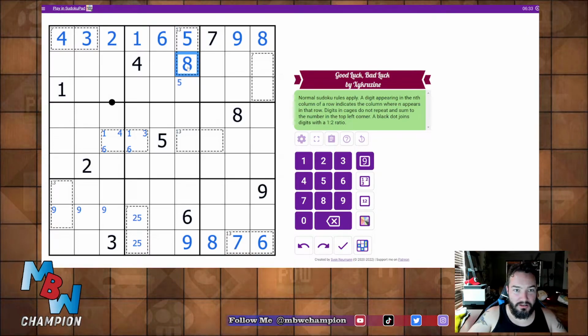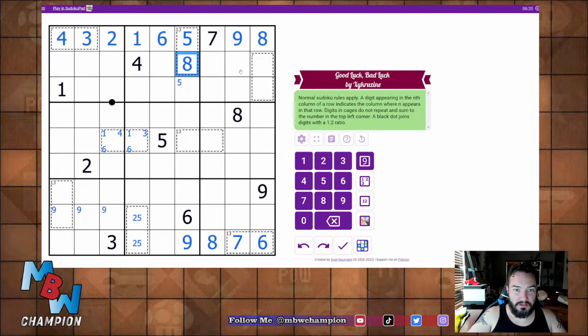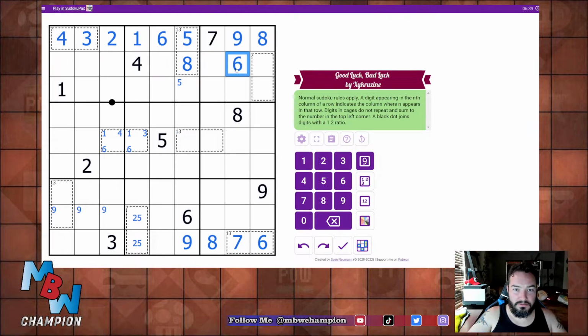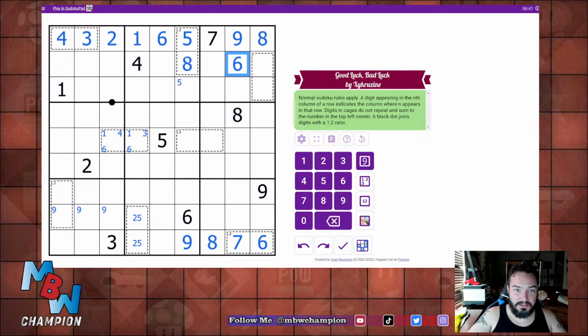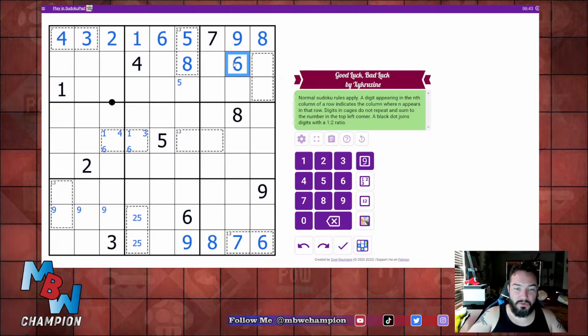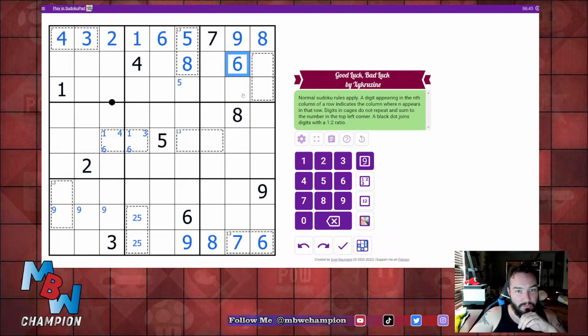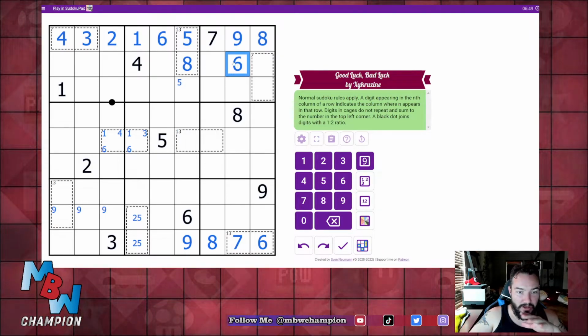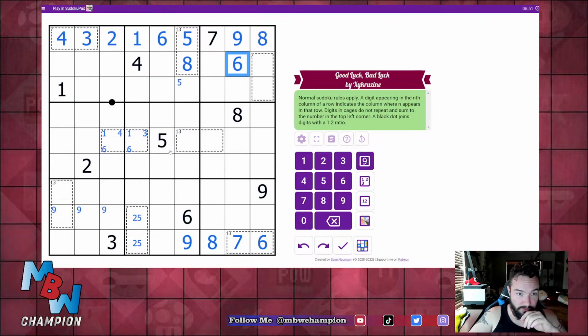This is the 6th column. So a 6 is going to go right here. Again, 6th column is where the 8 goes. Perfect. Okay. That went pretty well, actually. That was pretty cool.